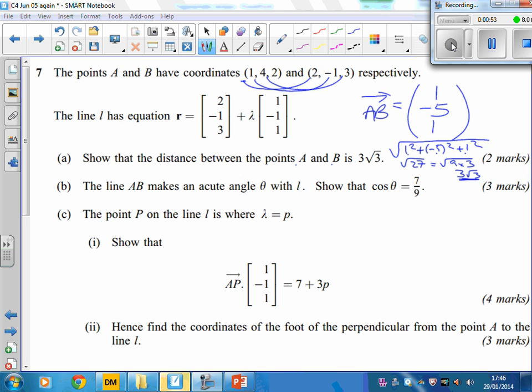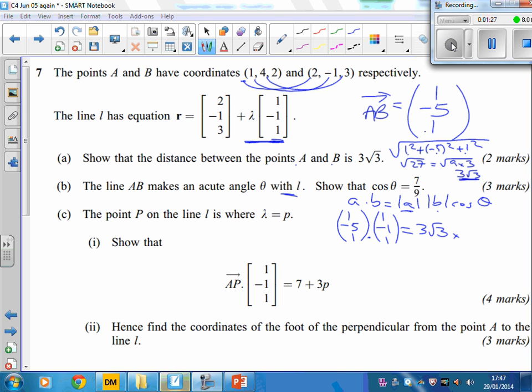Now we're going to find the acute angle that that line makes with the line L. For the line L, we only care about the direction this time, and we're looking at the A dot B formula. The A dot B formula is A dot B equals the length of A, the length of B, cos theta. A we'll take as what we just found, the (1, -5, 1). And B will have the direction of the line. The length of the first we did earlier, that's 3 root 3.